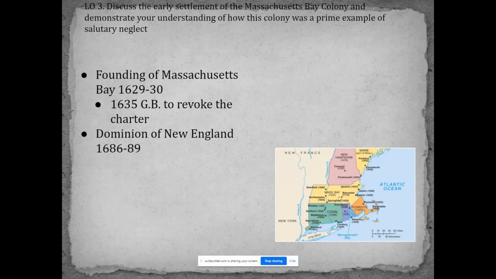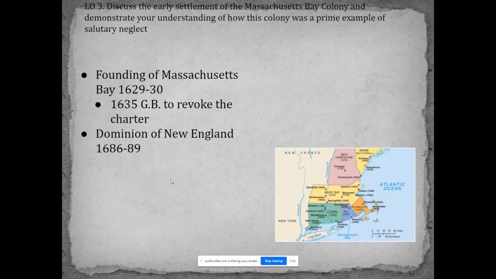And particularly within Massachusetts, this is going to begin to change with the so-called Dominion of New England from 1686 to 1689. And so in the context of this conversation of salutary neglect, what is important to understand about this event here is that it's going to underscore the culture of independence that developed under this unintentional regime of salutary neglect.